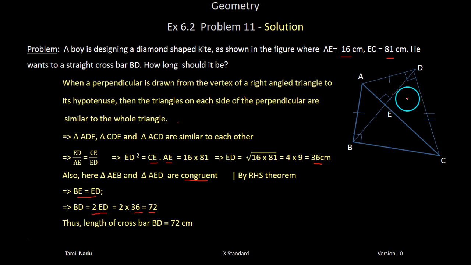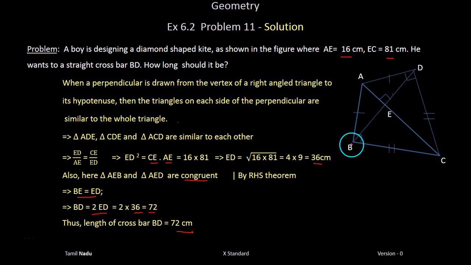This way you can do it, or you know ED is 36 centimeter, so BE is also 36 centimeter. Am I right? Because both are equal. So BD will be equal to 36 plus 36, 72 centimeter. So the length of the crossbar is 72 centimeter. Okay. So I hope I've made it clear. If not, please go through it one more time.